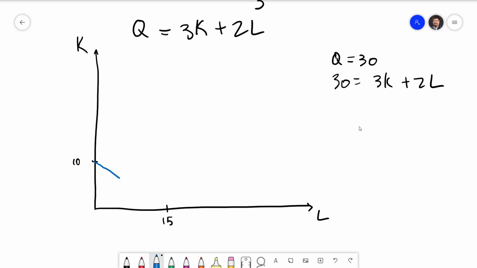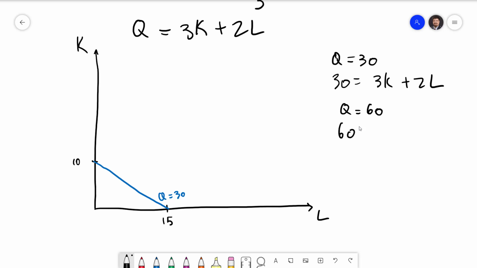I'll use a blue line to graph this. This is going to be our isoquant for Q equals 30. Notice the slope of this thing is negative 2/3. This corresponds to the MRTS we calculated earlier of 2/3. Now let's suppose Q is 60.